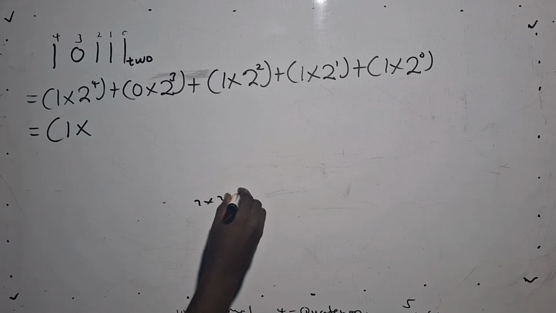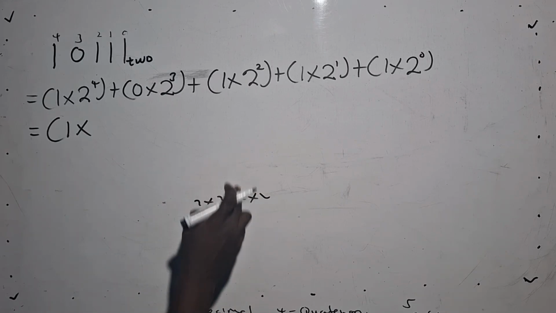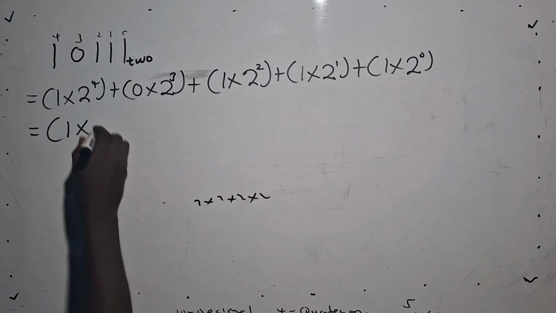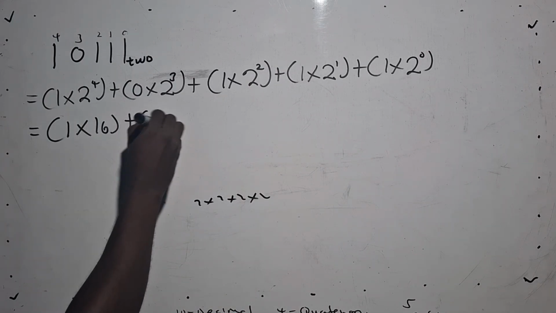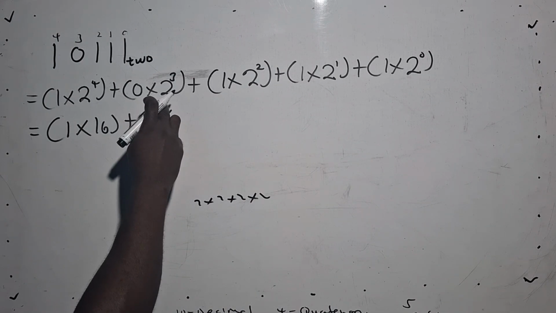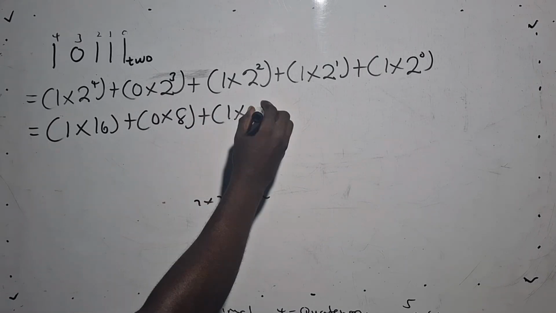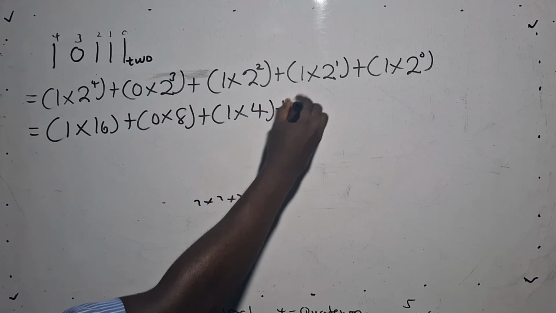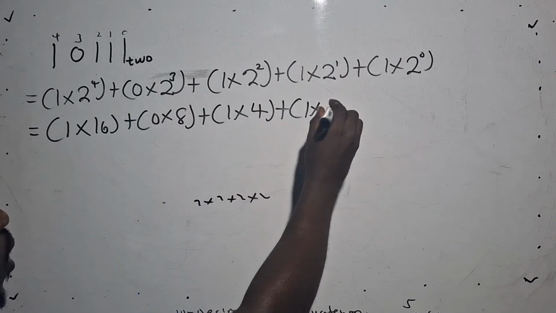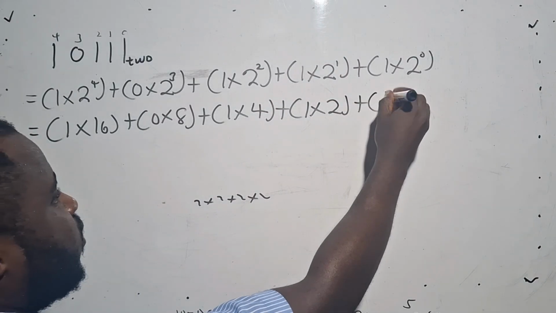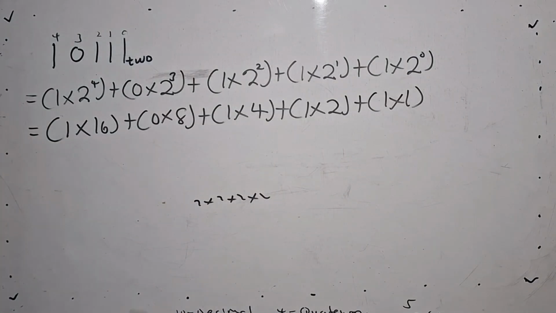Yes, 2 times 2 times 2 times 2. 2 to 4, 4 to 8, 8 to 16. So this will give me 16. Plus 0 times 2 raised to the power 3 will be 8. Plus 1 times 2 raised to the power 2 is 4. Plus 1 times 2 raised to the power 1 is 2. Then plus 1 times 1. Will you ask why? No. Because I've explained in indices and I've proven why any number raised to the power 0 is 1. So you need to understand and be careful here.